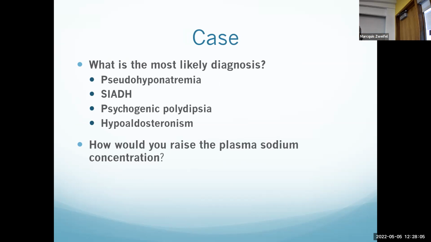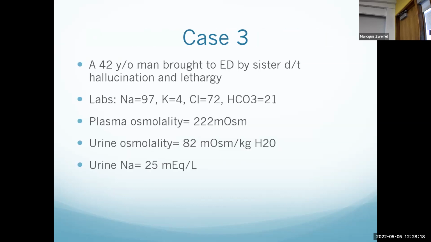Okay, what is the most likely diagnosis? You have 4 options. What do you guys think? So the options are pseudohyponatremia, SIADH, psychogenic polydipsia, and hypoaldosteronism. Let me bring you back the case.